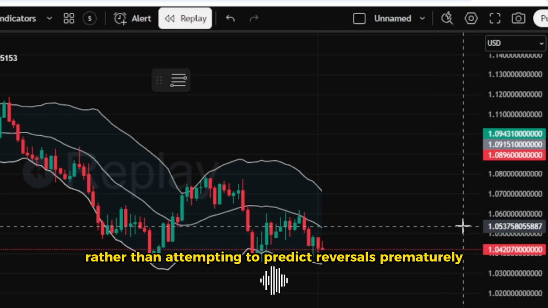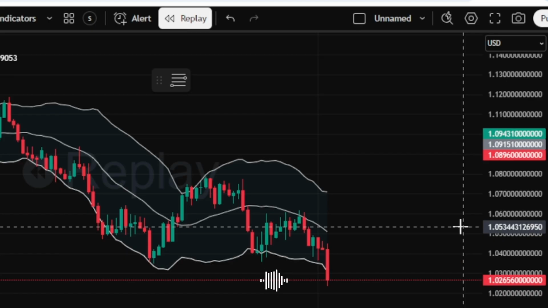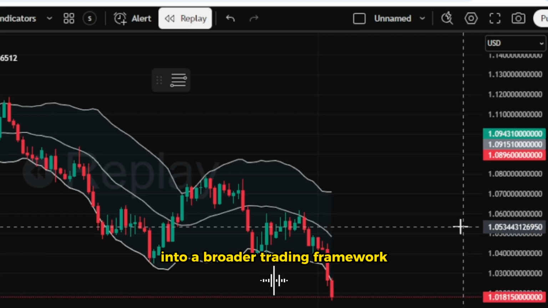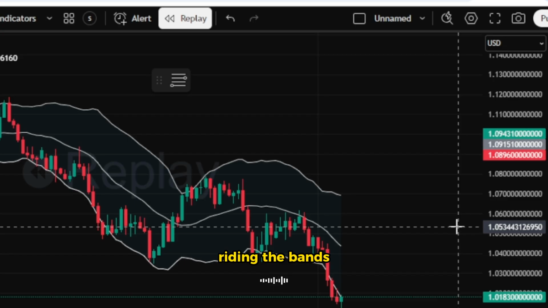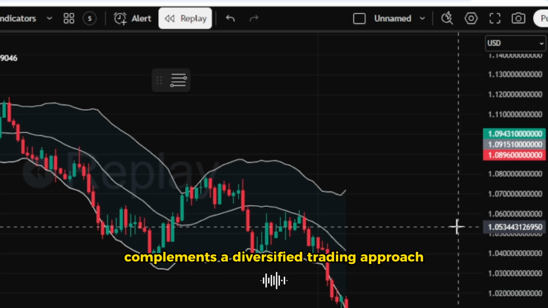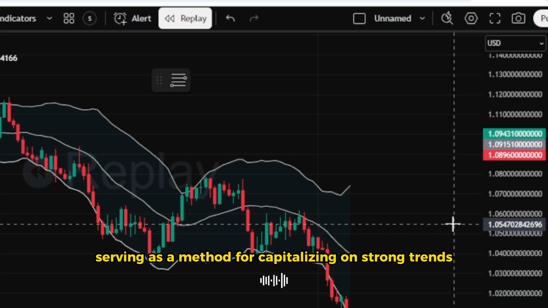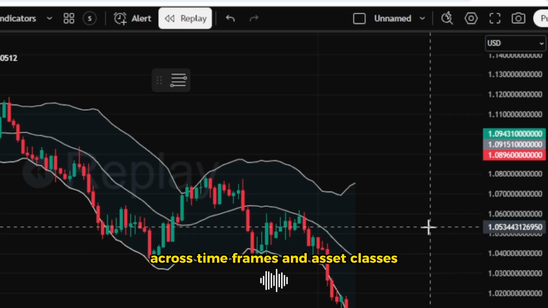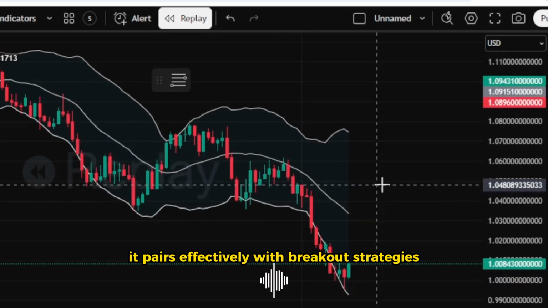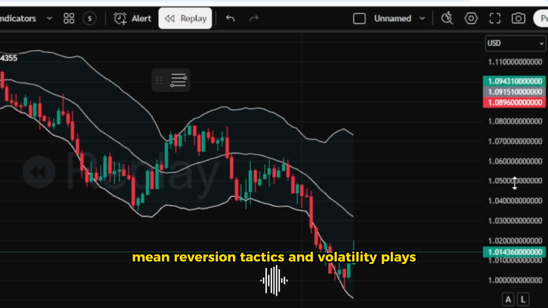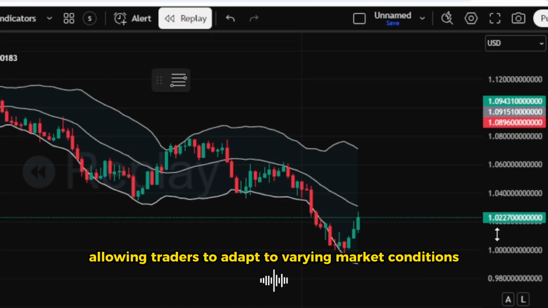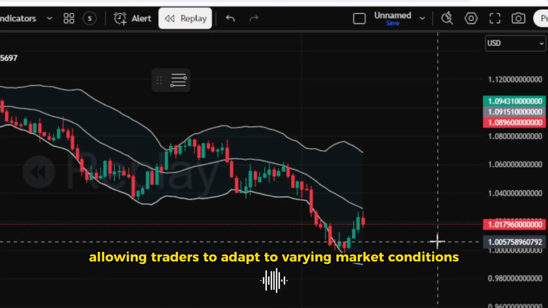to predict reversals prematurely. Integrating riding the bands into a broader trading framework: riding the bands complements a diversified trading approach, serving as a method for capitalizing on strong trends across timeframes and asset classes. It pairs effectively with breakout strategies, mean reversion tactics, and volatility plays, allowing traders to adapt to varying market conditions.